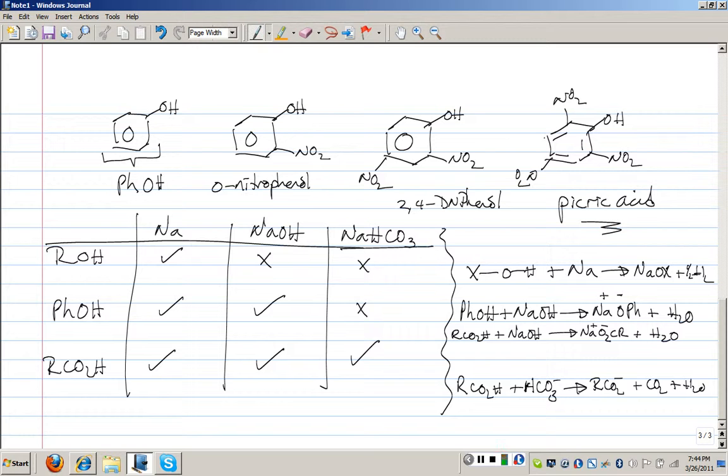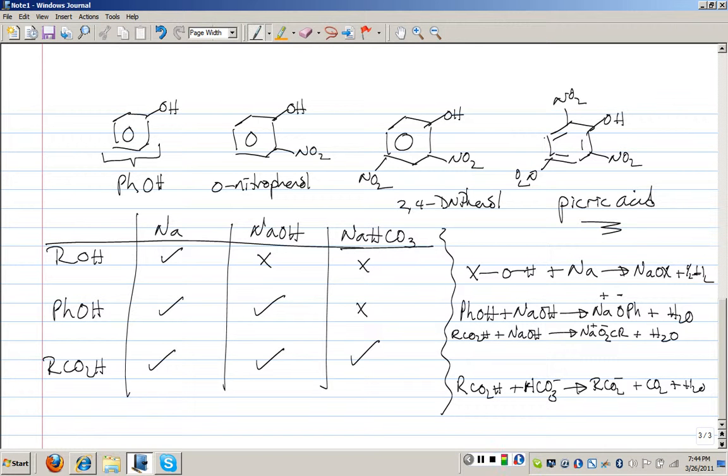So I can use sodium hydroxide and sodium bicarbonate to distinguish between the various acidic hydroxy compounds. So if I get a compound which dissolves in bicarbonate but not in aqueous sodium hydroxide, then that compound would have to be a carboxylic acid.